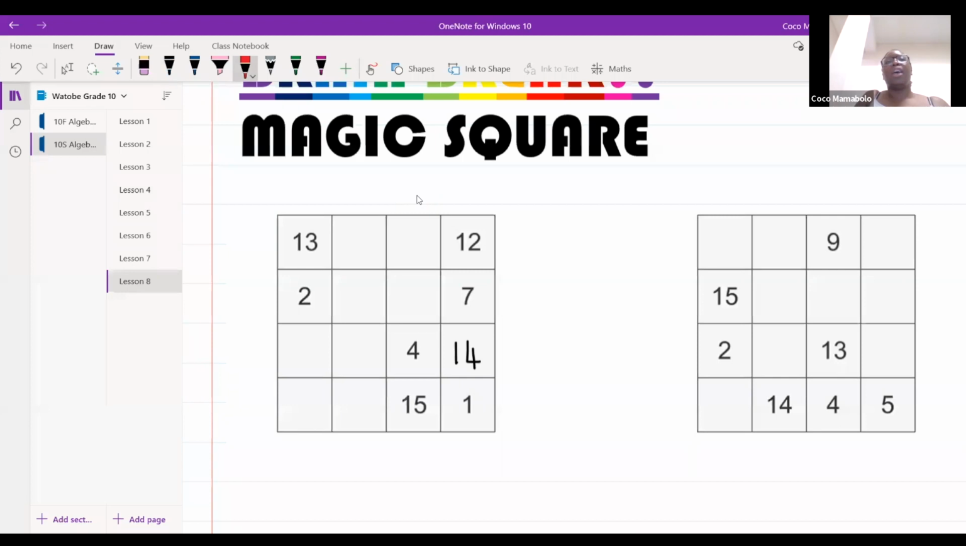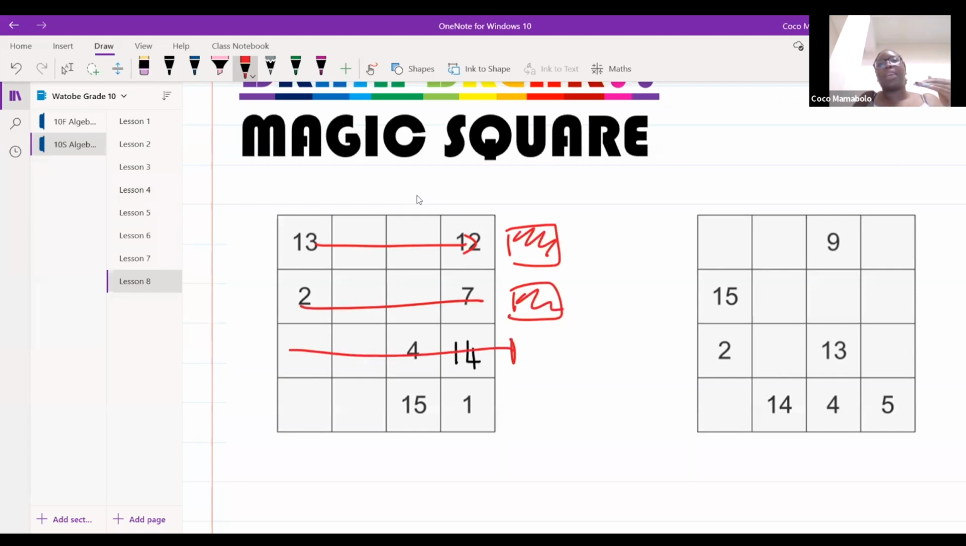Now, remember, guys, in a magic square, when I add all the numbers this way, they're going to give me a certain number. When I add them this way, they're going to give me the same number. I'm going to get the same number here and here when I add them all, and the same number here. And when I go this way, they're also going to add up to the same number.